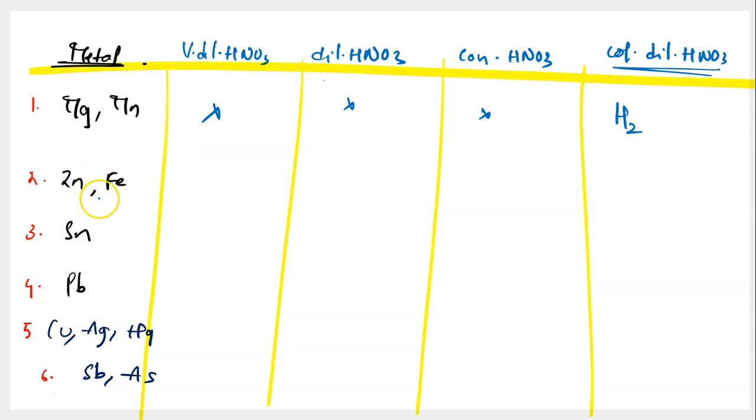Moving on to the second set, which is zinc and iron. Zinc and iron on reaction with very dilute nitric acid leads to formation of NH4NO3, ammonium nitrate, and with the dilute nitric acid it leads to formation of N2O, and with concentrated nitric acid it leads to formation of NO2. So in fact, any metal that you see here on reaction with concentrated nitric acid gives you NO2.